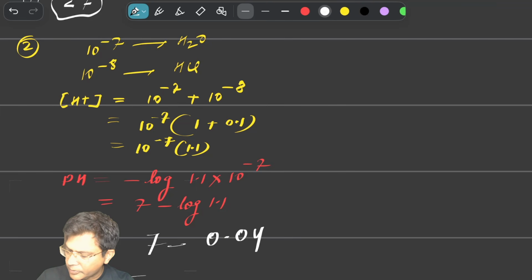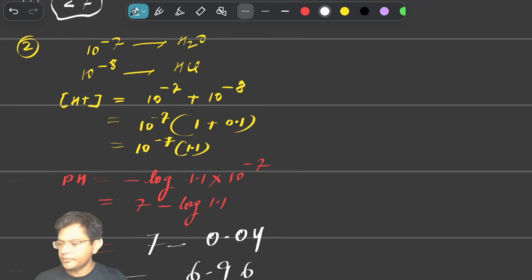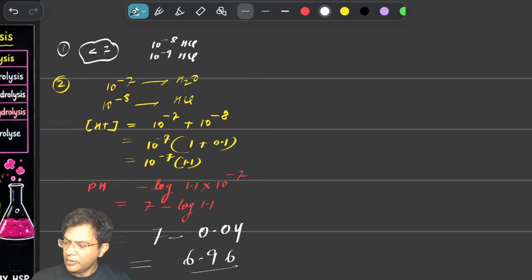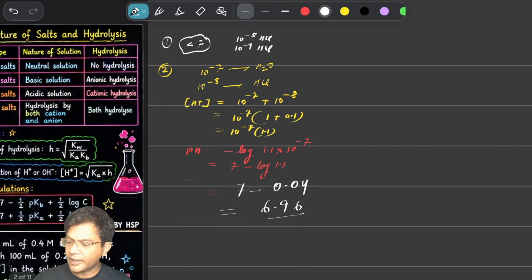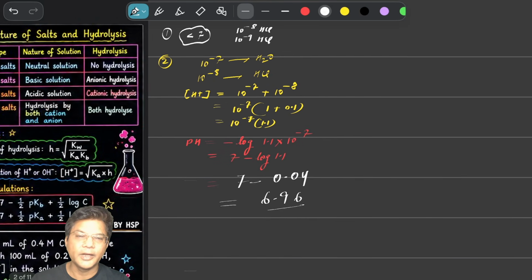So it is becoming 6.96 something, right? But for giving answers, all the values are right: slightly less than 7, 6.96.